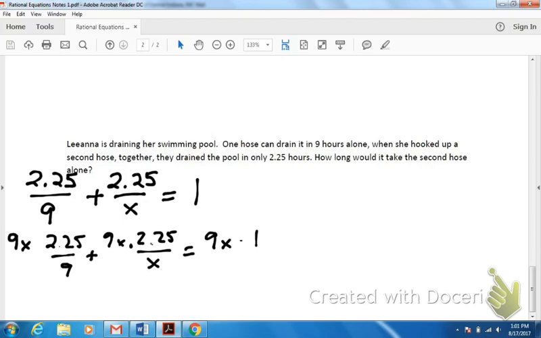And then we need to go back and start doing our canceling. So these 9s cancel, that leaves us with 2.25x. These x's cancel. And then what's 9 times 2.25? 20.25. And then this is just 9x, right?